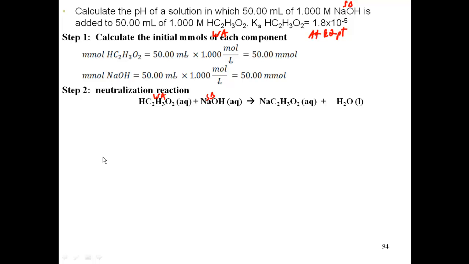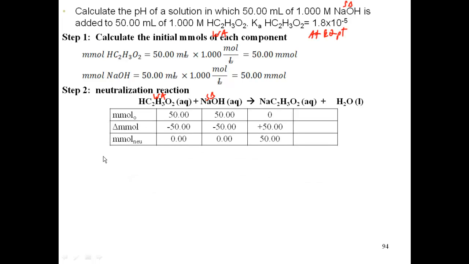We do our millimoles. I have 50 for acetic acid, 50 for sodium hydroxide, none for sodium acetate. My change will be 50, so I get minus 50s on the reactant side, plus 50 on the product side. 0 for my sodium hydroxide, 0 for my acetic acid after neutralization, and 50 for sodium acetate. So I have 0 left over, so I'm at the equivalence point.